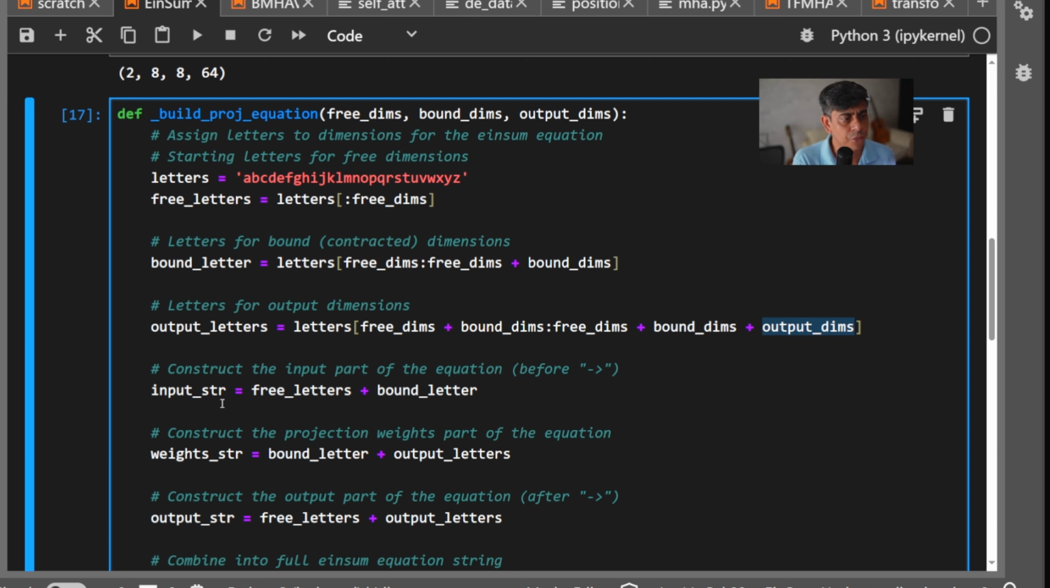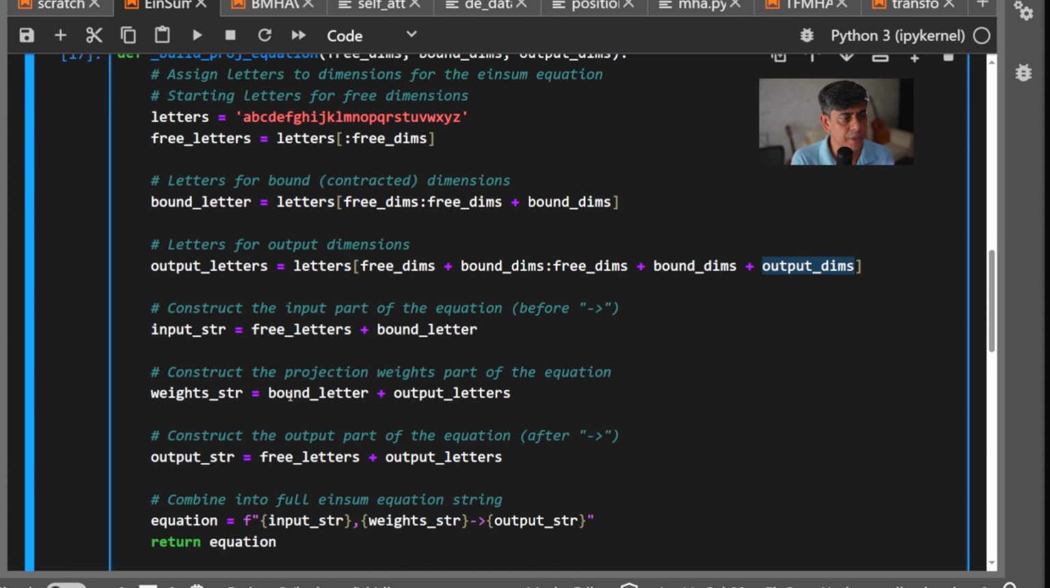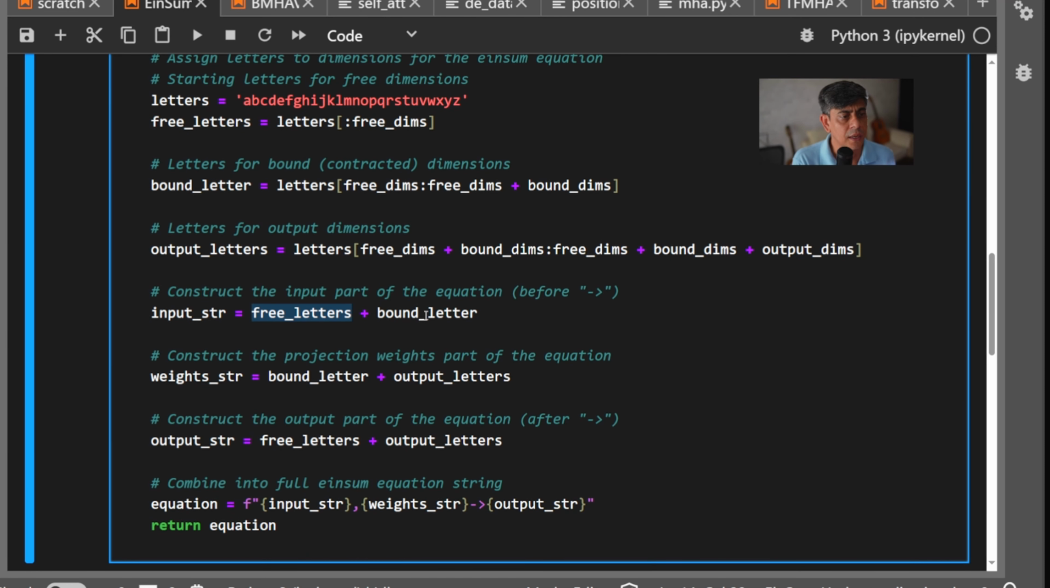So now we are forming the input string. For the input string, we are saying that this is free letters and bound letters, which means your input string will be A, B, and the bound letter we know is C, so A, B, C. The weight string is the bound letter, which is C, and then the output letters, which is D, E, right? So C, D, E is the weight string, and the output string is going to be the free letters, which is A, B, and the output letters, which is D, E. So C is not there.